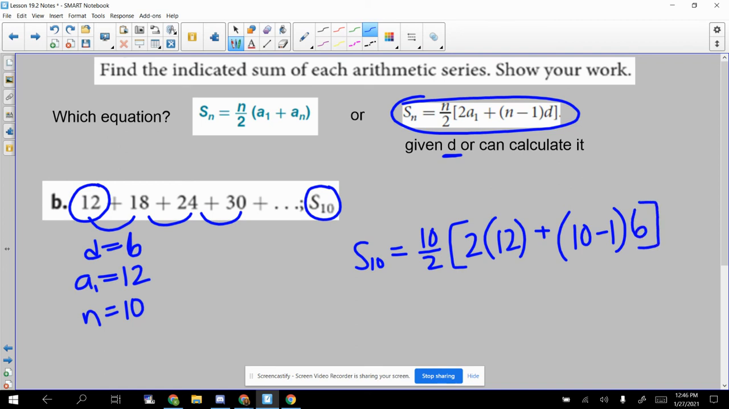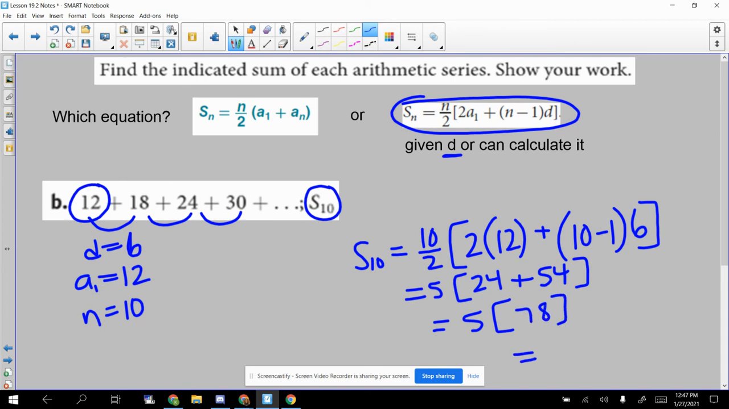So you would go ahead and simplify. We've got 5 times 24 plus 9 times 6, which is 54. So basically you've got 5 times 78, and that is going to give you 390. And that's it. That would be the sum of the first 10 terms in this sequence.